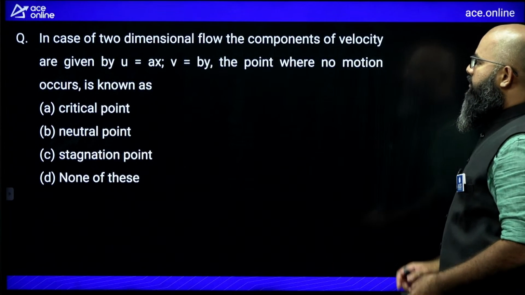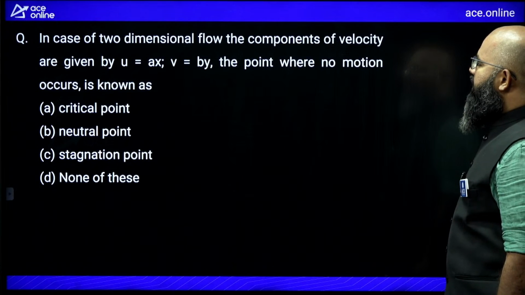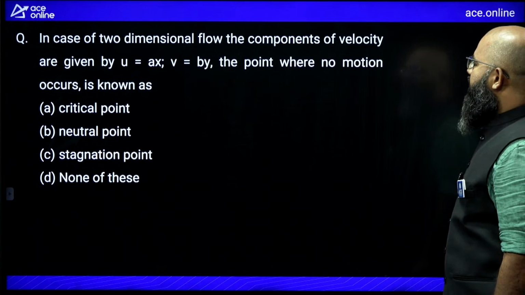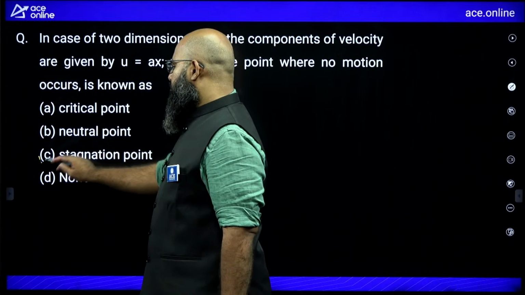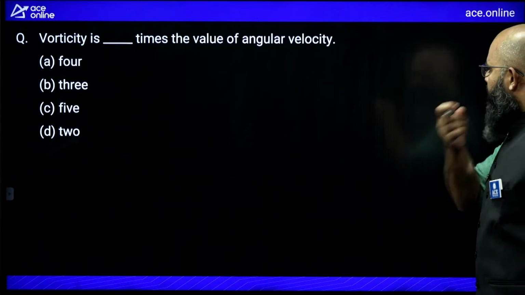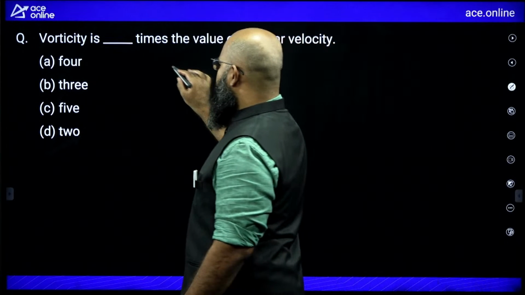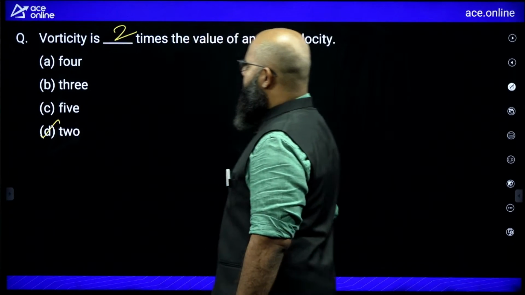Moving further. In case of two-dimensional flow, the components of velocity are given by u is equal to ax, v is equal to by. The point where no motion occurs is known as stagnation point. Moving further. Vorticity is how many times the value of angular velocity? Vorticity vector is twice the angular velocity. So the answer is 2 times.